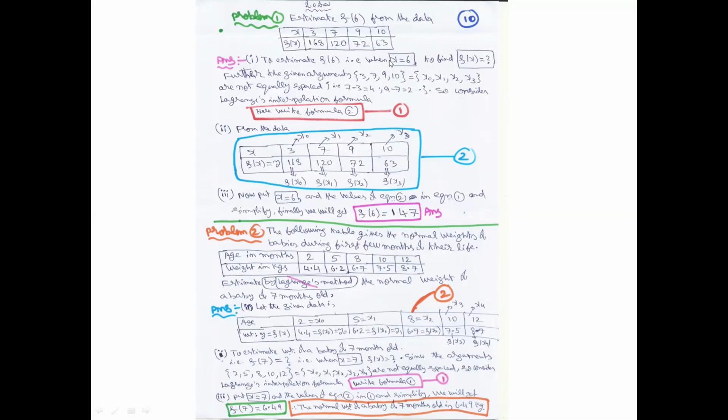Now, x is equal to 6. X naught is 3, x1 is 7, x2 is 9, x3 is 10. Similarly, f of x naught, f of x1, f of x2, f of x3. Substitute all these values in formula number 2 and simplify. I got the f of 6 value as 147.